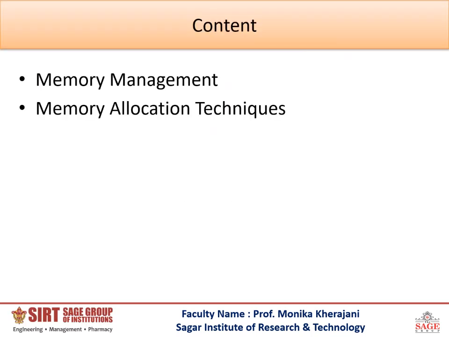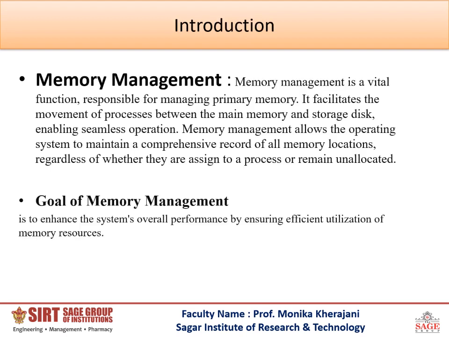Today's lecture covers memory management and different types of memory allocation techniques. Now, what is memory management? Memory management, as we know, is a vital function of the operating system, which is responsible for managing the primary memory. It also facilitates the movement of processes between the main memory and the storage disk, enabling seamless operation. Memory management allows the operating system to maintain a comprehensive record of all memory locations, regardless of whether they are assigned to a process or remain unallocated.